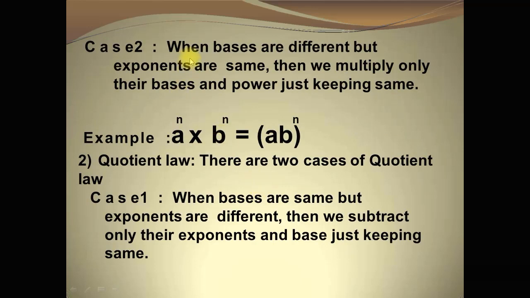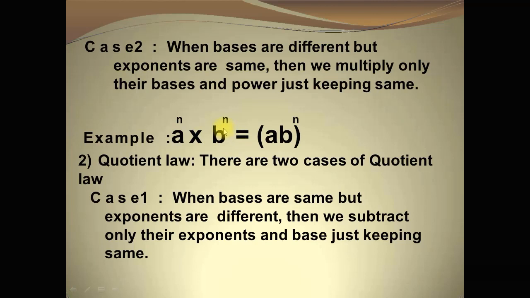Now case number 2 for product law. When bases are different but exponent are same. In this example, bases are different and exponent are same. Then we multiply their bases. Now multiply the bases and power just keeping same. Power just keeping same and multiply the bases.